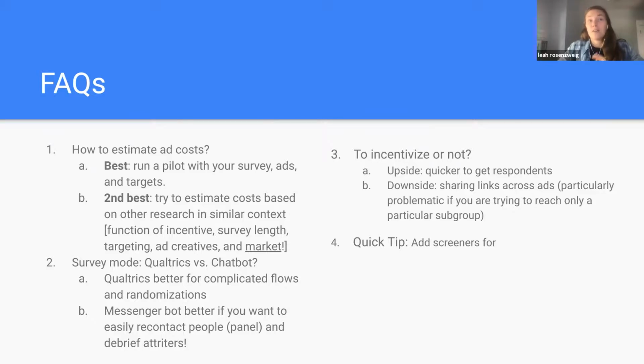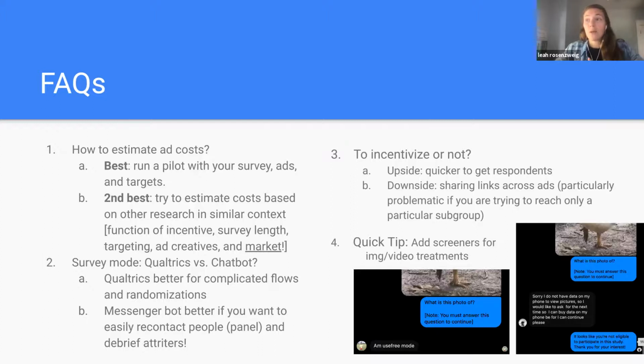The last thing I will add is a quick tip to add screeners if you're thinking about including an image or video treatment, whether that's on Qualtrics or in a Messenger survey. The way we did this in our latest Messenger survey is we posted a photo of, in this case, a chicken, and we asked people to say what the photo is of. As you can see from these responses, this was multiple choice. We gave people buttons. You can see that some people cannot see the image.